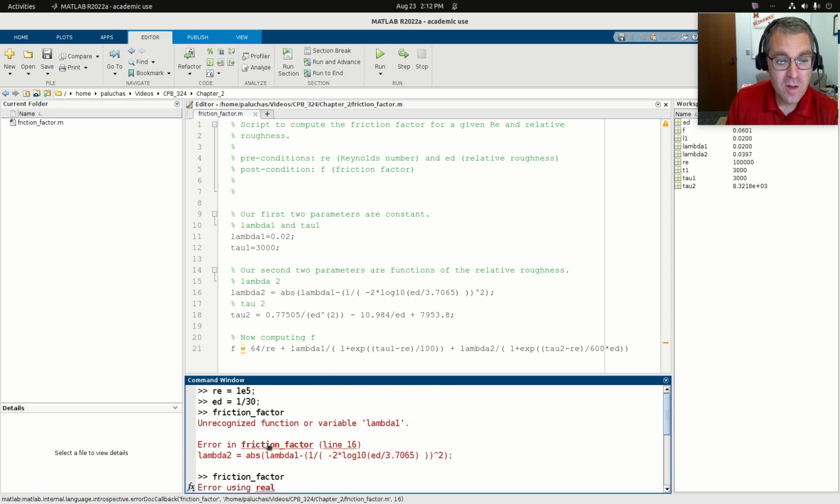The error I received told me there was an unknown variable lambda 1, because I had defined L1 previously. It tells you it's missing, and it gives you the line where the error is first encountered. So even though I misdefined it on line 11, the error appears on line 16, which is where it first tried to use that variable. Technically, when I had L1 here, I didn't do anything wrong.